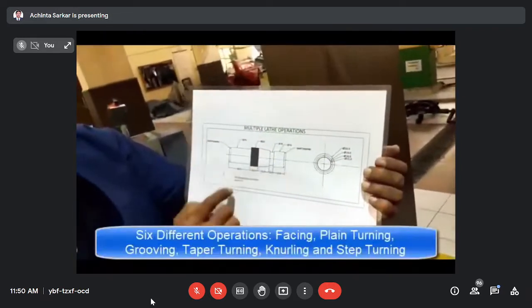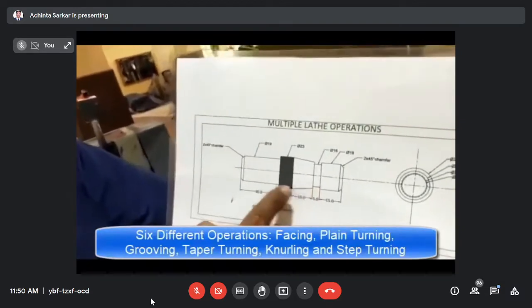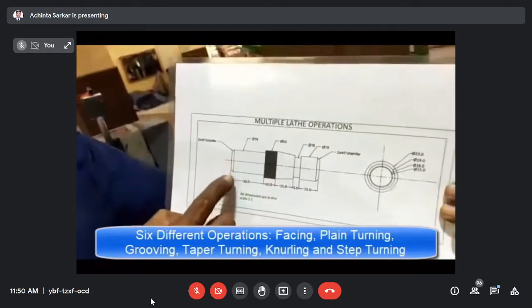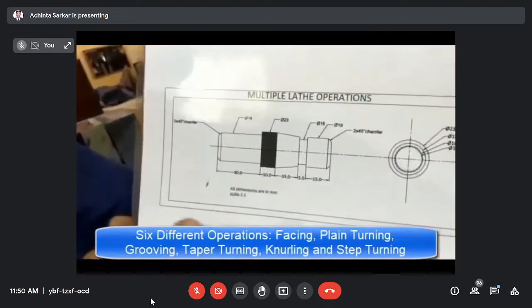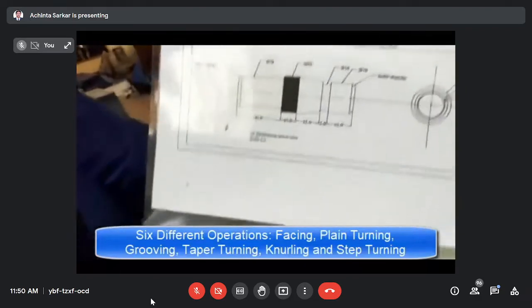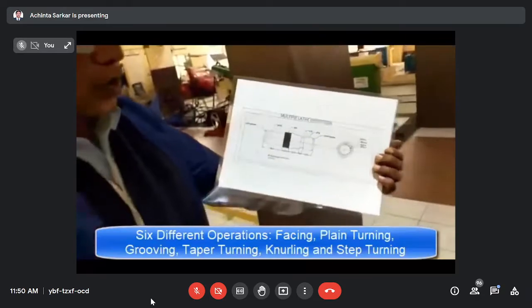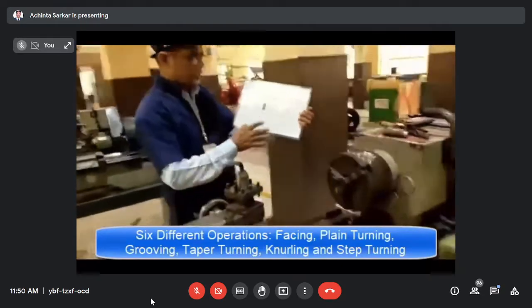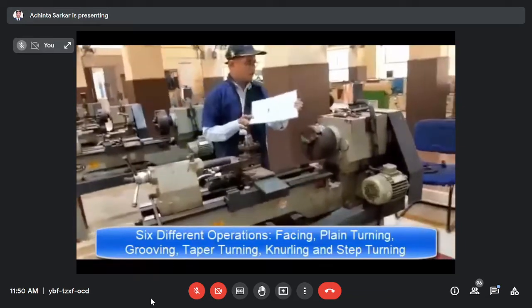Number 1, facing. Number 2, plain turning, grooving, taper turning, knurling, and step turning. Step by step, I will show you all the operations: how you operate the machine, how you use the machine, how to cut the metal with the help of a cutting tool, and how to hold or set the workpiece in the holding device. All the things step by step I will show you, and you have to study. Okay, that's all to study.